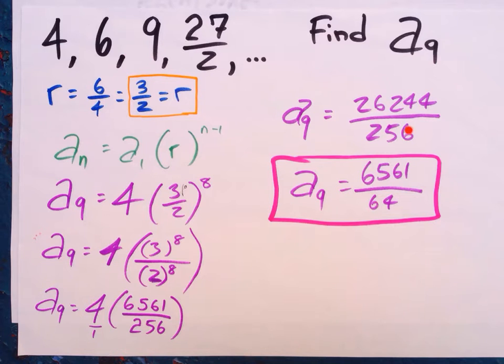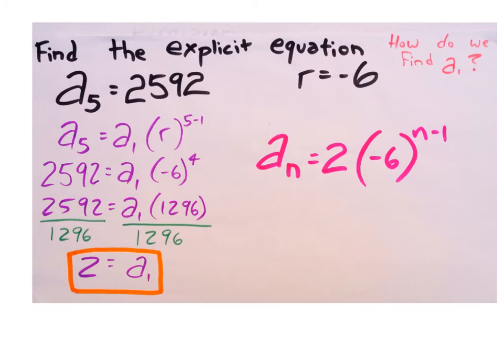The denominator is not changing. We can simplify that. When we do, that's going to give us 6,561 over 64. That is our ninth term.